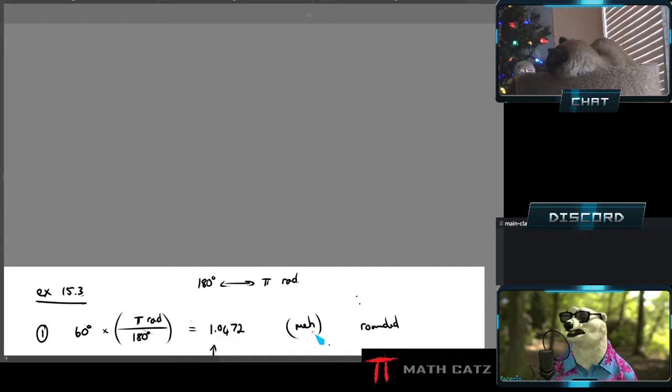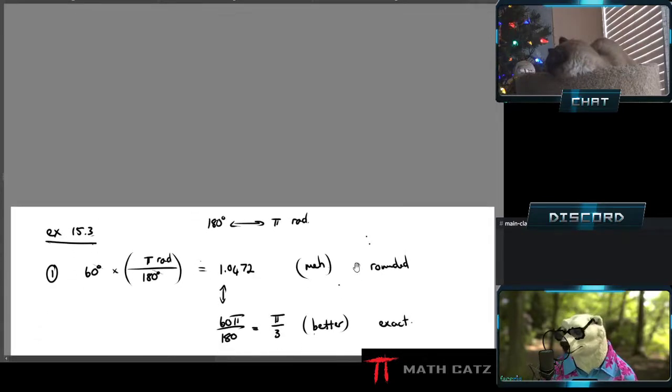1.0472. Meh. It's rounded. It's not very precise, and it's not very pretty. The alternative that I prefer, and that is always preferred, is to keep it exact, which means I don't use a calculator. I don't use the decimal version of pi in this calculation. I keep it in symbolic form.